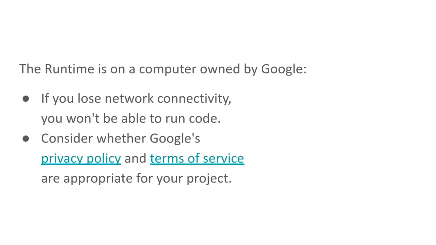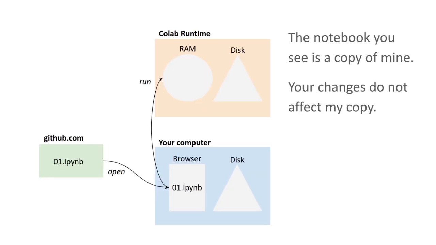One thing you should know is that that runtime is on a computer that's owned by Google. So as a practical matter, you need network connectivity. If you lose your network, you won't be able to run code. Also, you should read Google's privacy policy and terms of service to make sure that they're appropriate for your project.